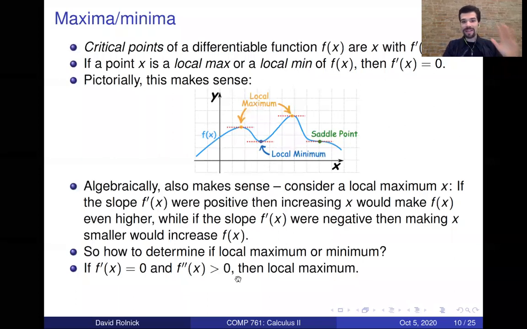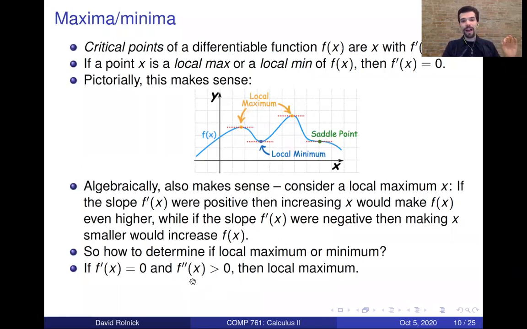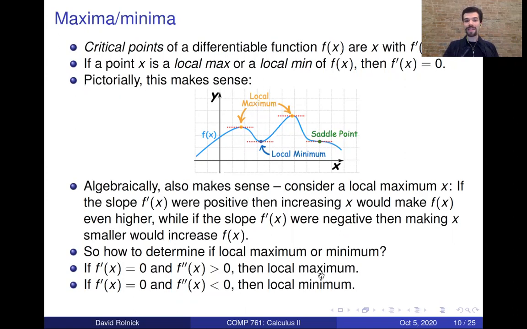I'm so sorry, I messed this up. I will correct this in the slides, but if the second derivative is less than zero, then it is a local maximum. If the second derivative is greater than zero, then it is a local minimum. I apologize for that. If this is concave, then it is a local maximum. If it's locally convex, then it is a local minimum. These two signs should be swapped. I'm very sorry about that. Again, I will correct it in the slides.